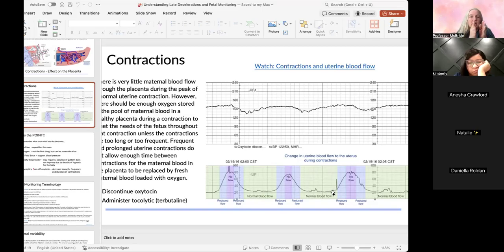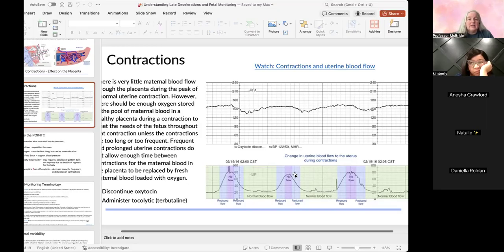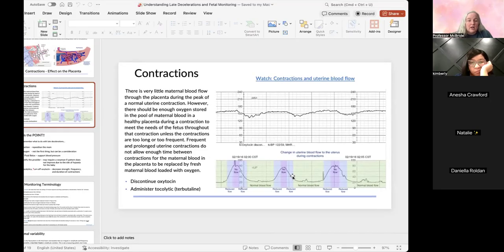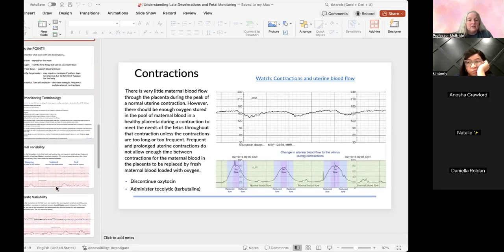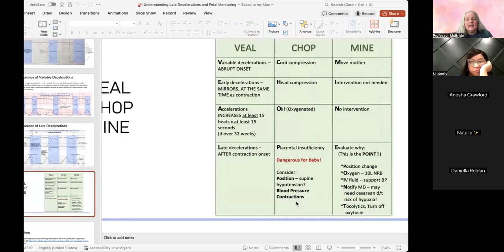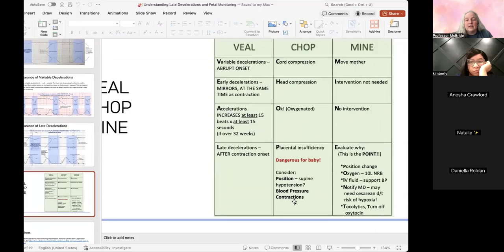If these contractions are right on top of each other, we're not getting good blood flow in between the contractions to exchange out the waste and to bring in good oxygenated blood to help sustain the baby during the contraction. So if she's having too many contractions, they're too close together, that also can cause her to have late decelerations. And so that's another thing that can cause placental insufficiency.